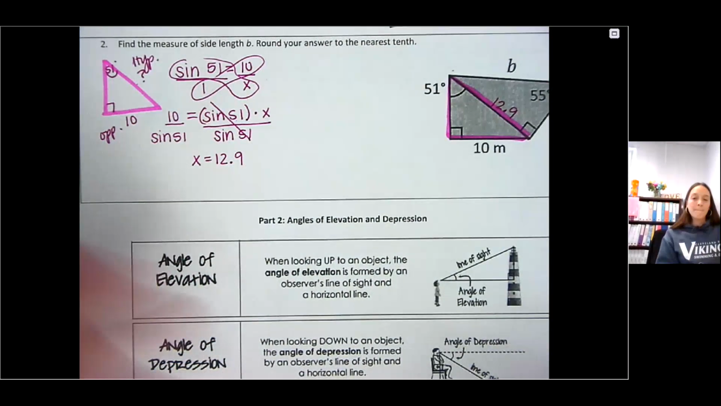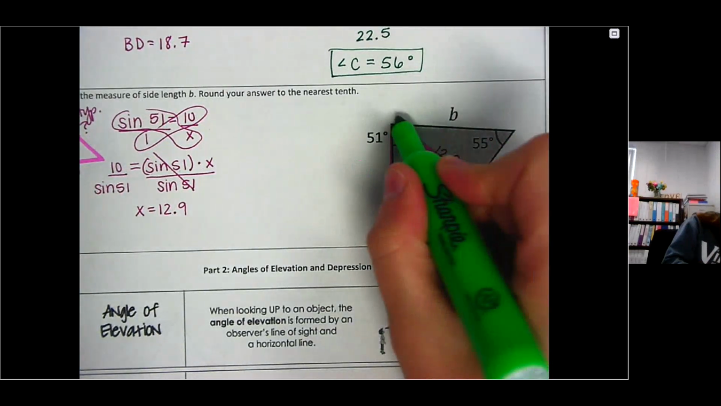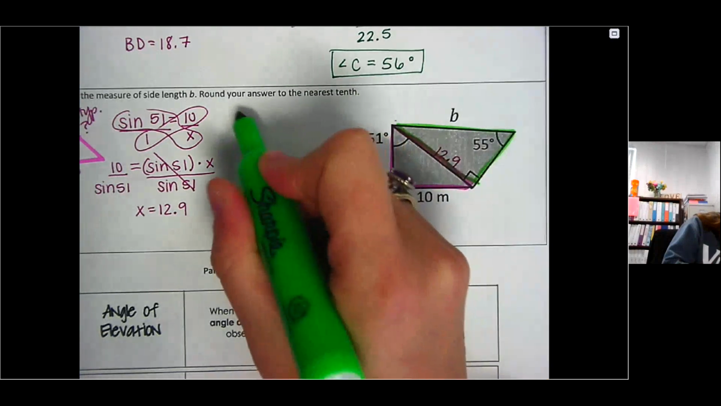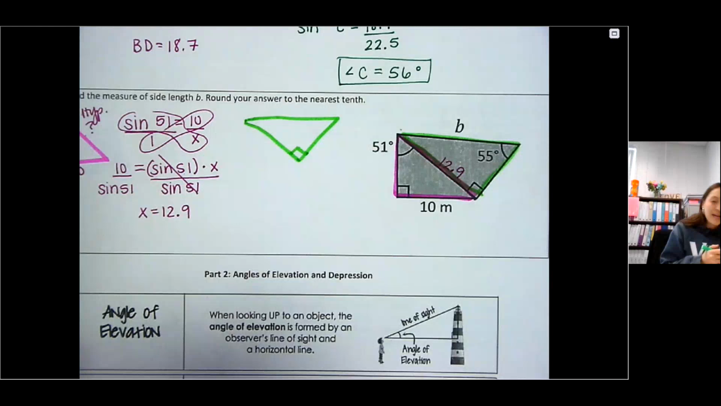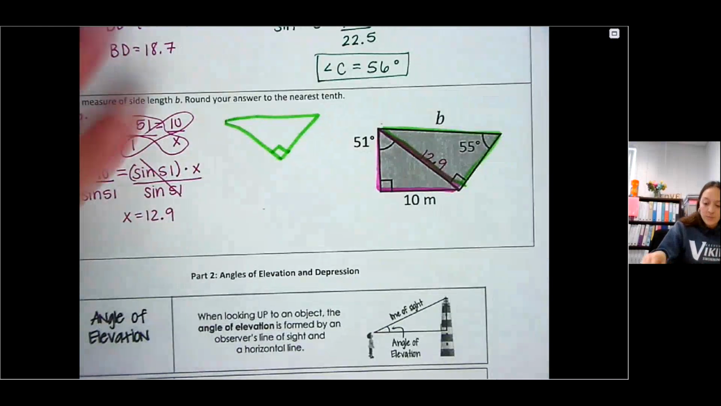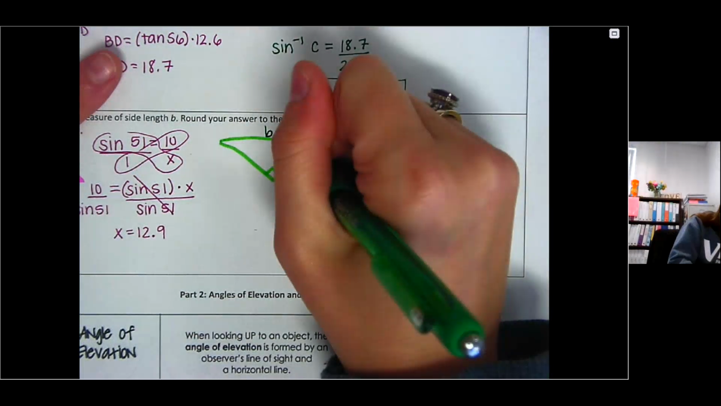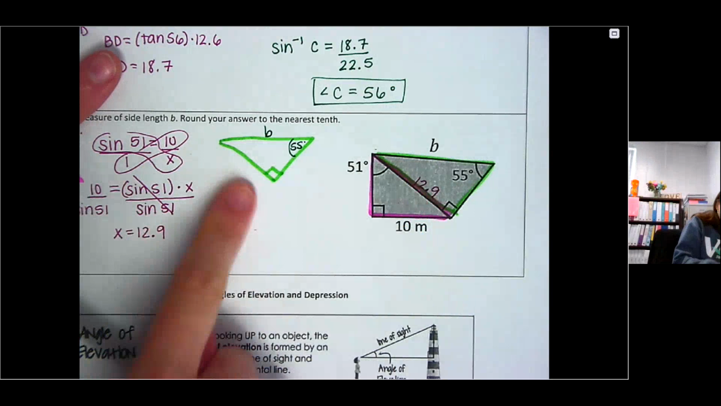Now I take a look at my second triangle, which is this one on the right. And again, I'm going to redraw this picture separately. You don't have to, but again, I like to personally. I'm going to label what I have. I've got the 55 degrees, and then I want to make sure I put in that shared side that I just determined, which was 12.9.